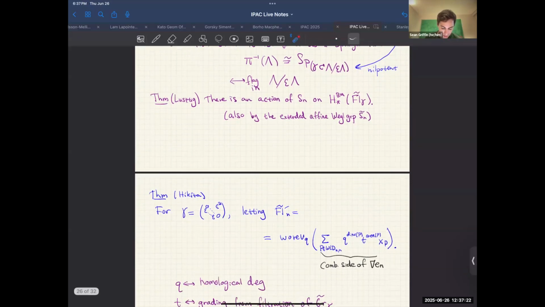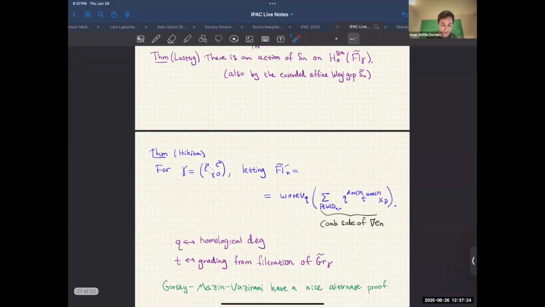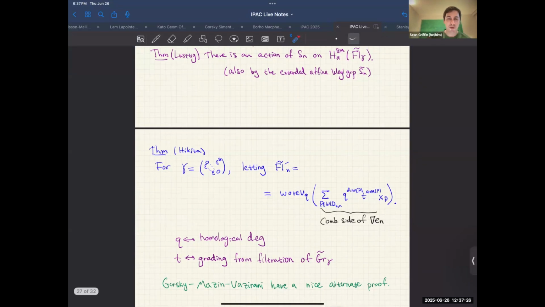Okay, so what does this have to do with combinatorics? Hikita proved the following theorem: if you take a particular gamma operator, one which is zero on the diagonal, but then epsilons on the anti-diagonal, and an epsilon squared in the upper right, and then look at the affine Springer fiber, you get essentially the combinatorial formula in the shuffle theorem.